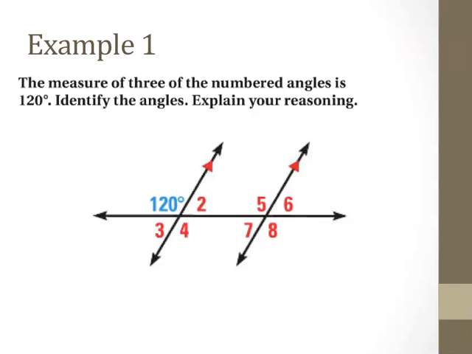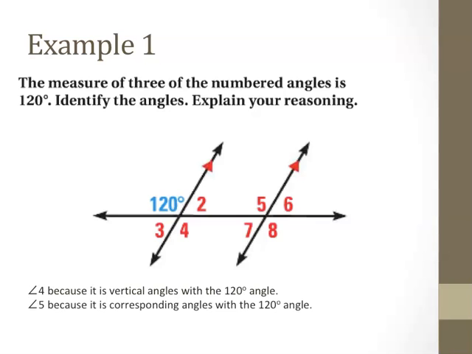We can also say angle 5 is also 120 degrees because it is corresponding with angle 1, the 120 degree angle. And then angle 8 is alternate exterior angles with the labeled 120 degree angle. And so we know that is going to be congruent as well, so that will also be 120 degrees.